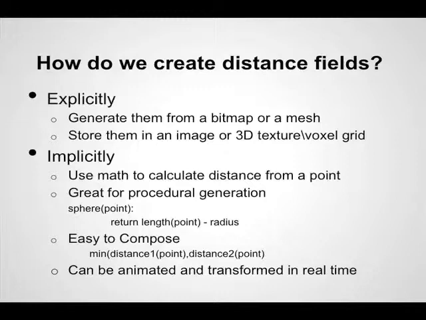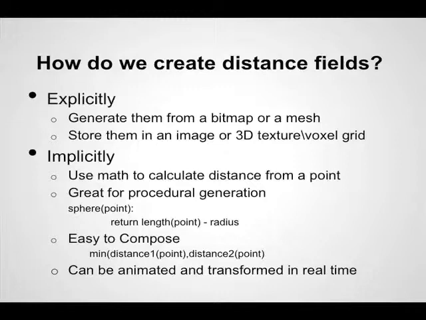It's also very easy to do CSG type composition of distance fields. For example, if you want to combine two shapes into one shape, you just find the minimum distance between the two different shapes' distance functions. And you could combine infinite shapes with that.